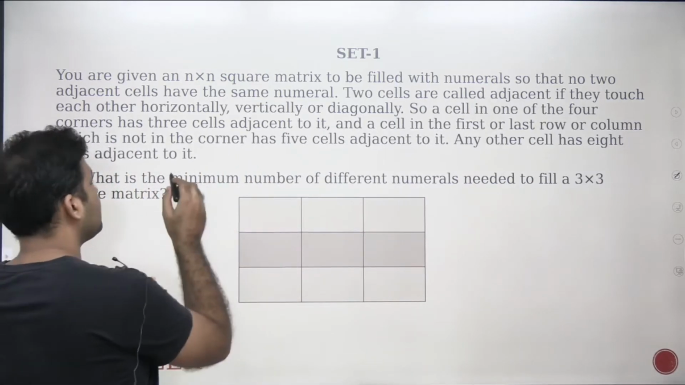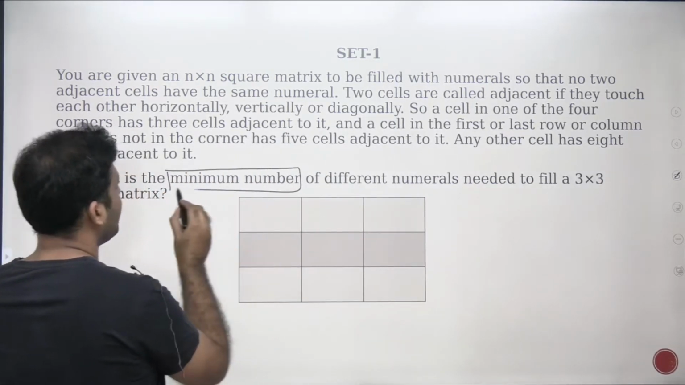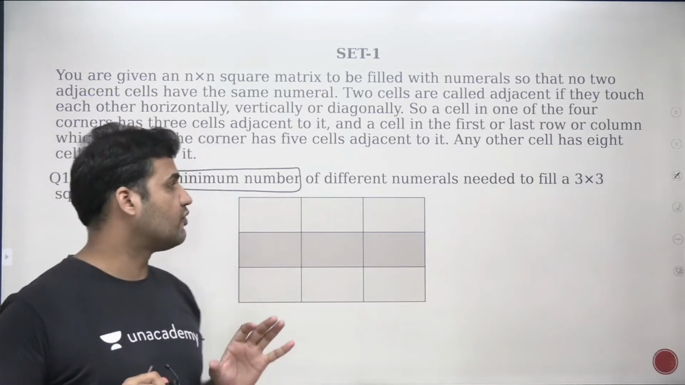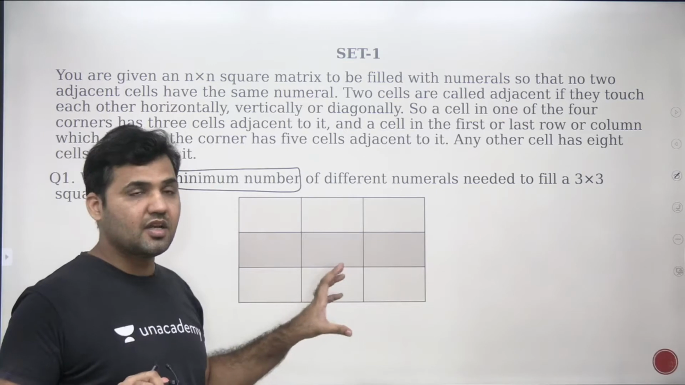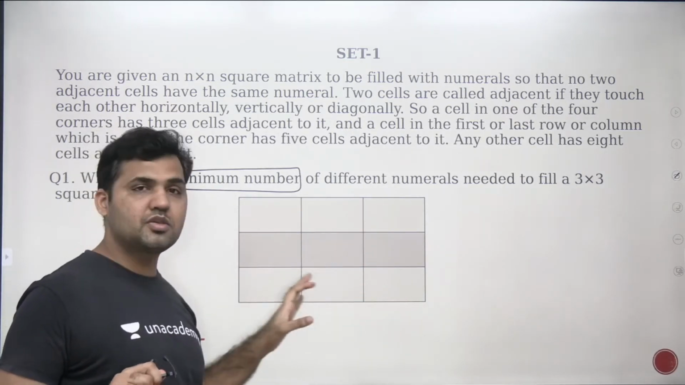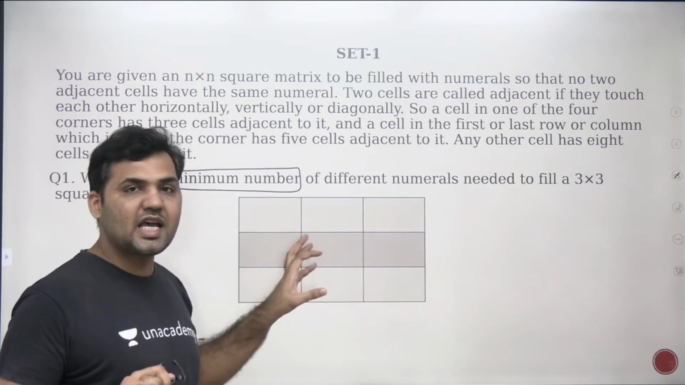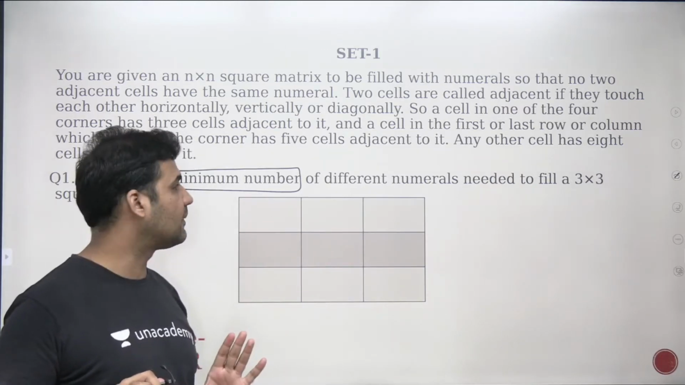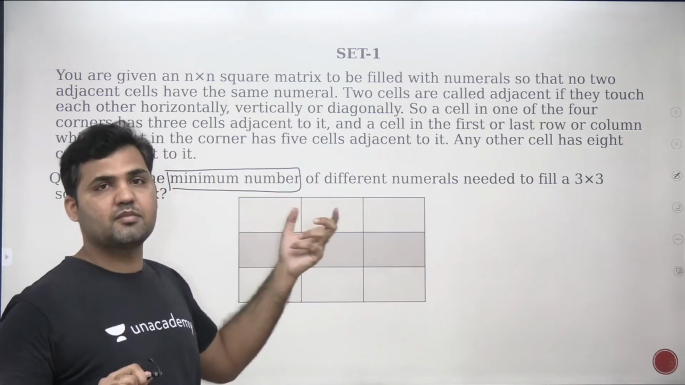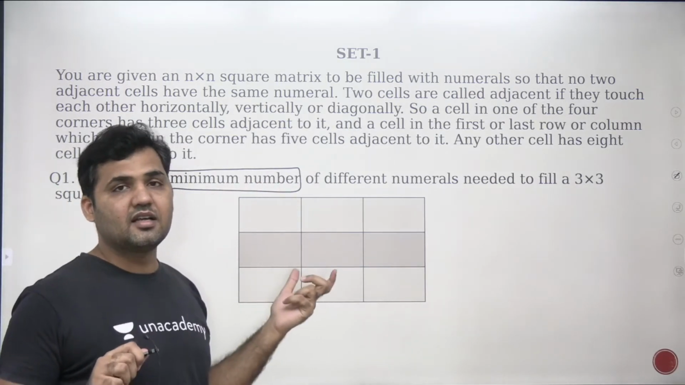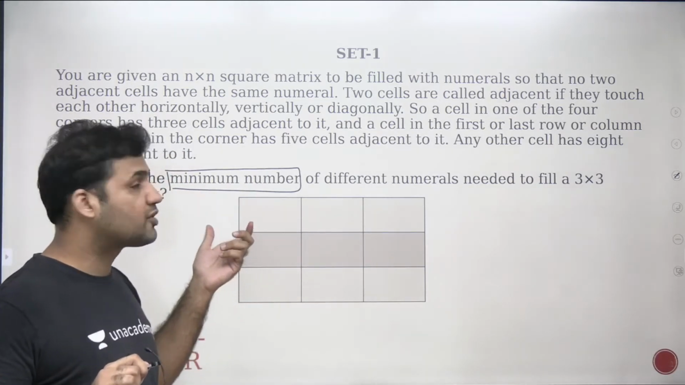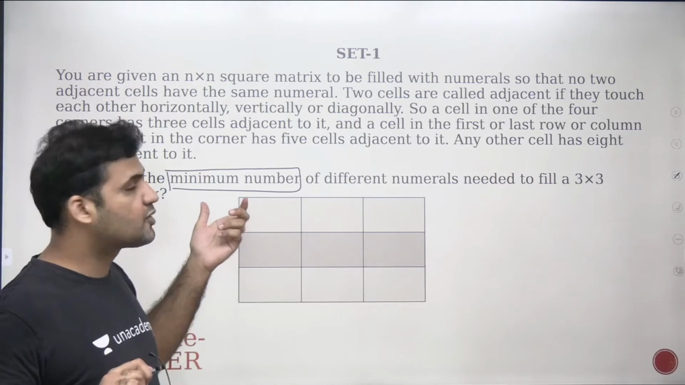Here the question says a minimum number of numerals, right? That means I need to use the minimum possible number of numerals to fill in this matrix. So whatever numerals, that means the numbers that I'm using to fill this 3 into 3 square matrix, have to be as minimum as possible, right? Pay special attention to words like minimum, some, all, right? These are the playing words, which you need to give special attention.